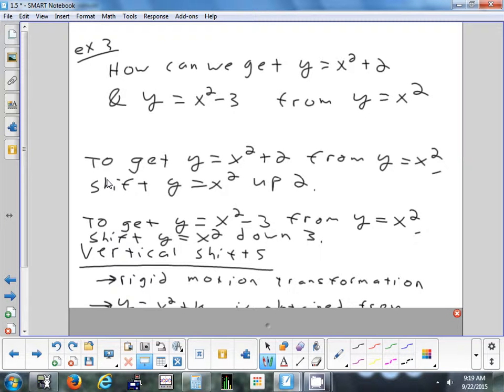Right, so these are examples of what we call rigid motion transformations. They do not stretch the graph in any way. They just take exactly what you have and move it to a new spot. But they don't stretch it out.